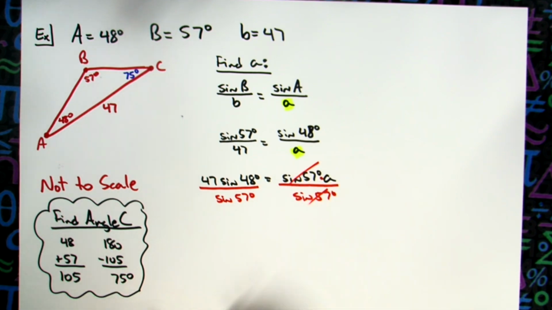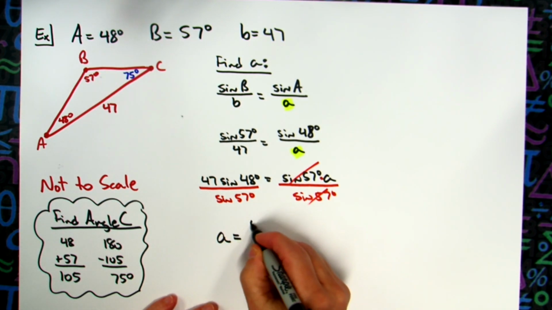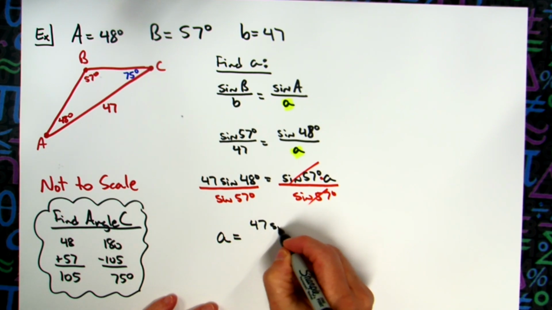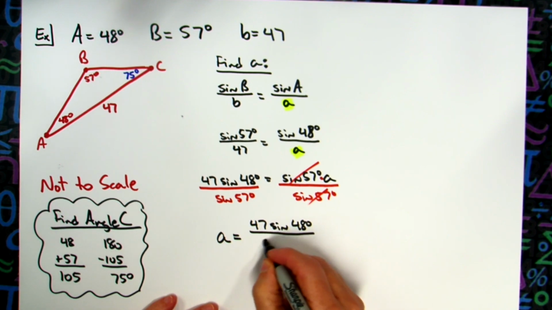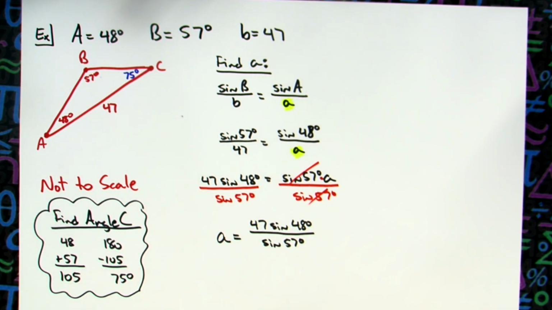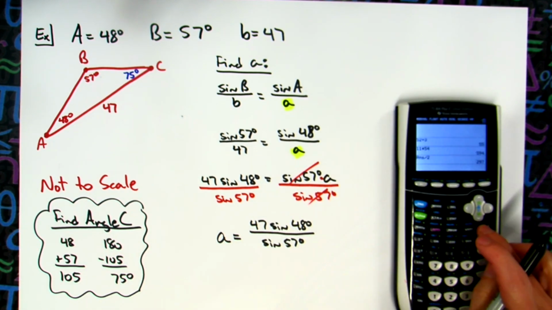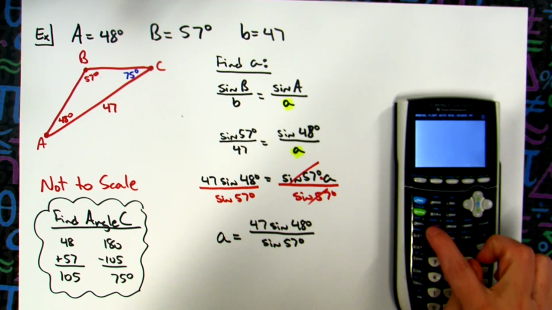And then those 2 cross out over there, which is what we want to happen. So that means I'm going to punch in my calculator: A is equal to 47 sine 48 degrees all over sine of 57 degrees. Make sure your calculator is in degree mode.